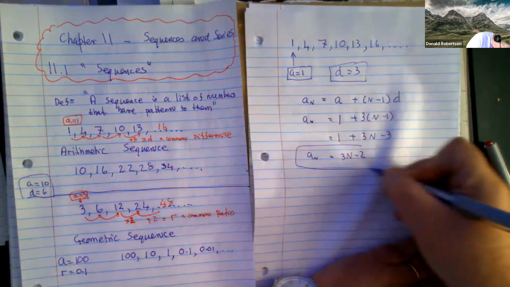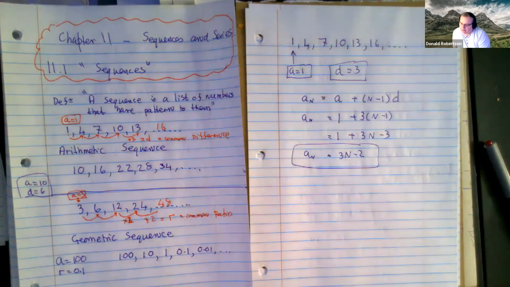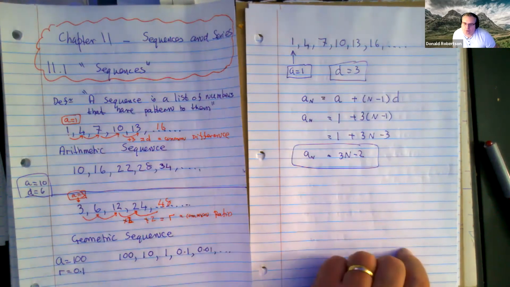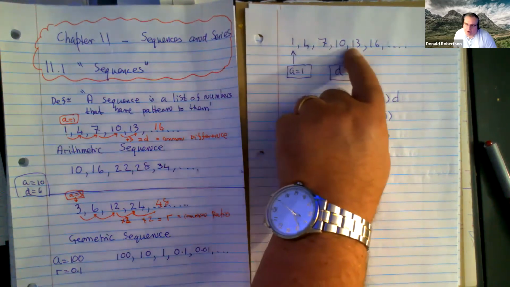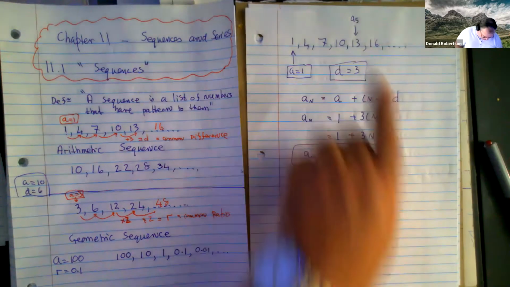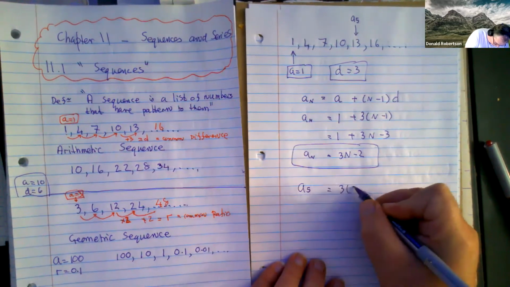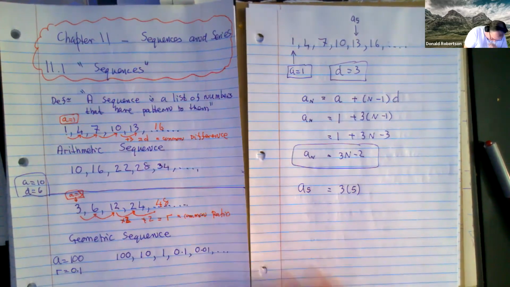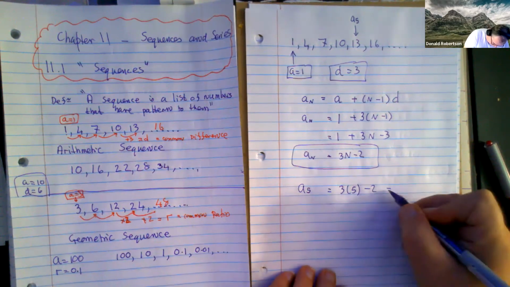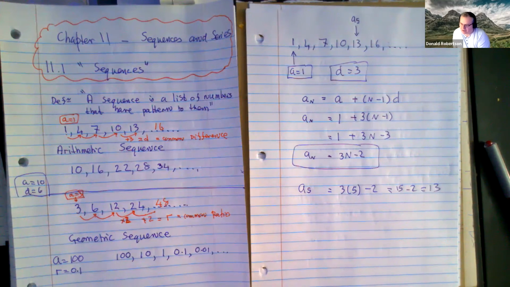So if this works, shouldn't this formula generate that sequence? Agreed? So what? 1, 2, 3, 4, 5. Let's find this guy. He is the 5th one, so he's called A5. According to this formula, A5 is 3 lots of n, 5, take away 2, 15 take away 2, oh, 13. Did it work? Now, I haven't proved that formula, but will you at least trust me it works?